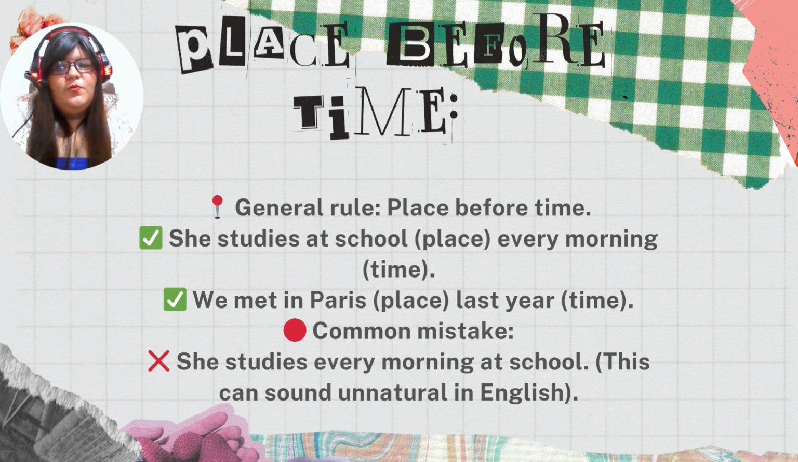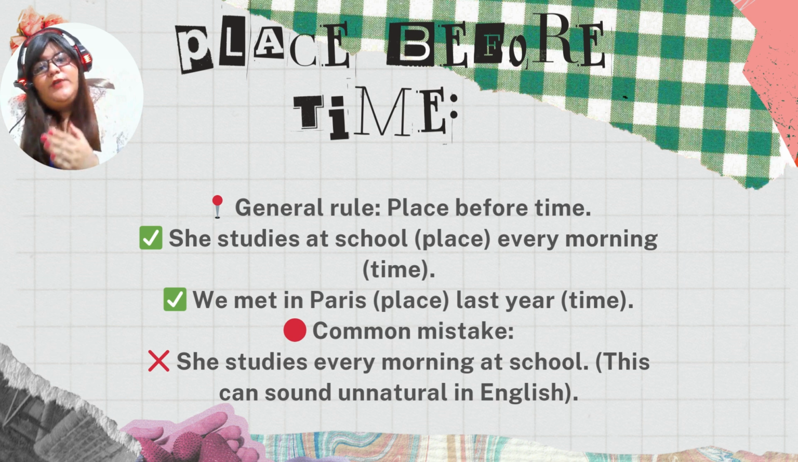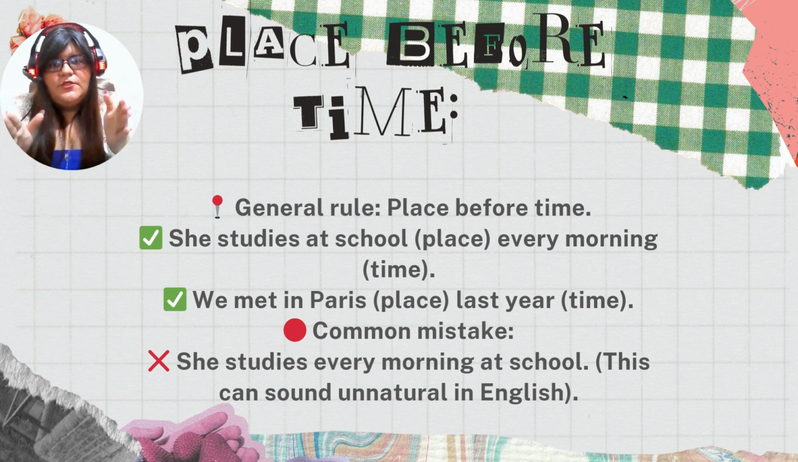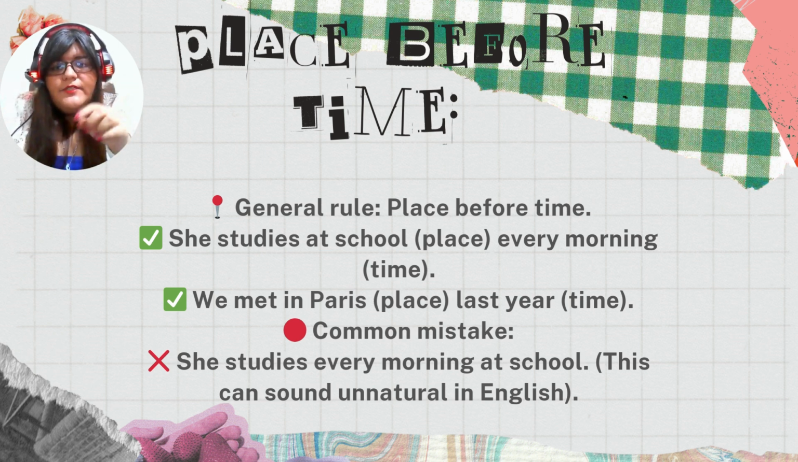Then we have: we met in Paris last year. I can't say "we met last year in Paris" because it sounds weird, especially now that you know that we have to add the place before the time. If you see here, I didn't mention it because I try to focus on place before time. But if we observe the sentence, we have the subject she, the verb studies, and then we have the place at school and the time every morning.